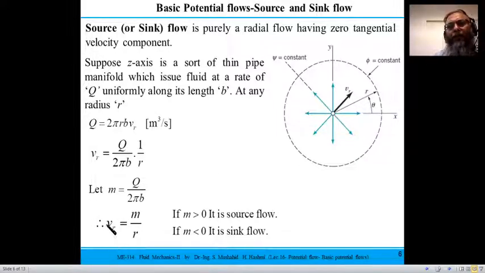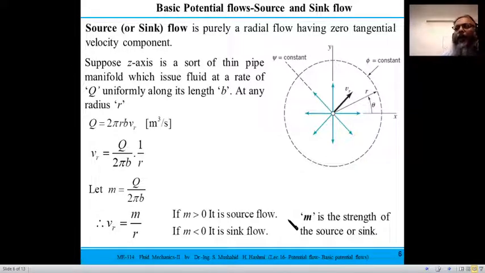So the expression for the magnitude of velocity would be the same. The only difference is that the sign of m changes. Here m is called the strength of the source or the sink.